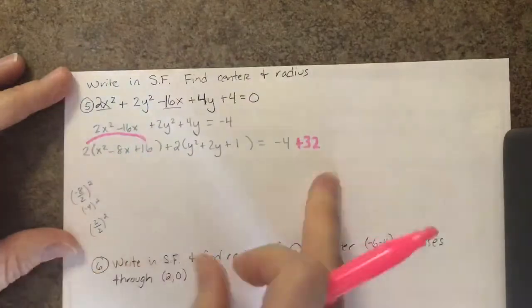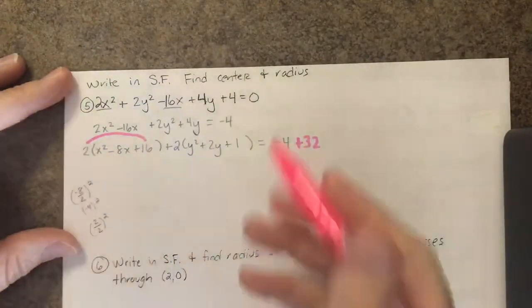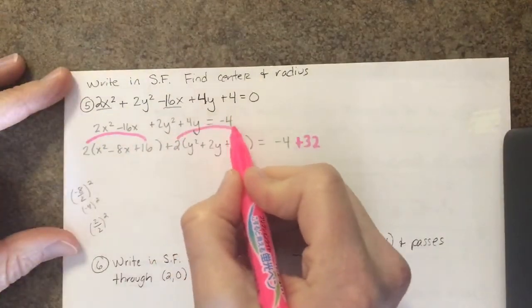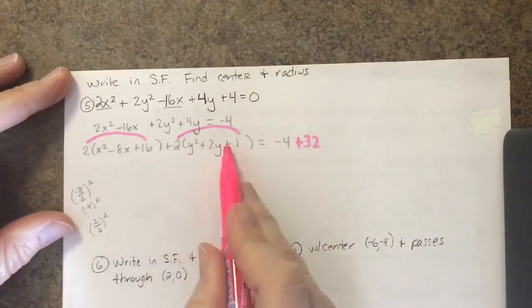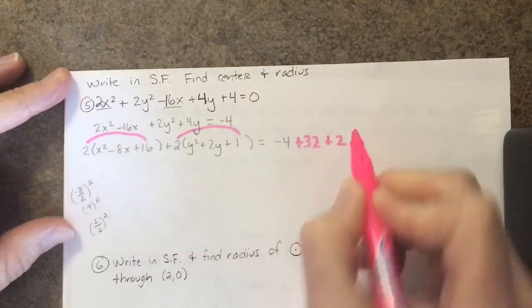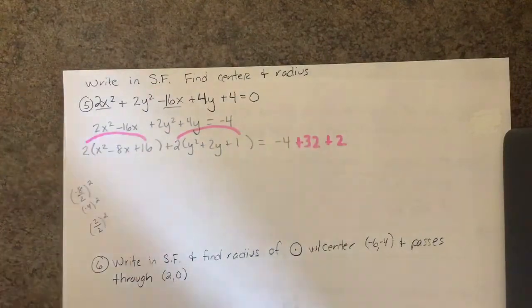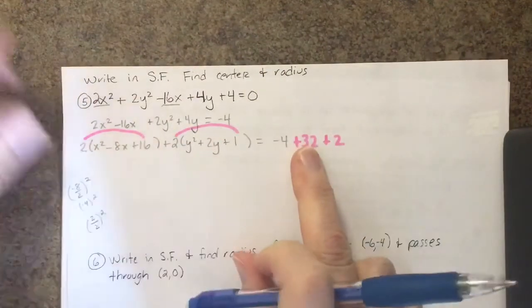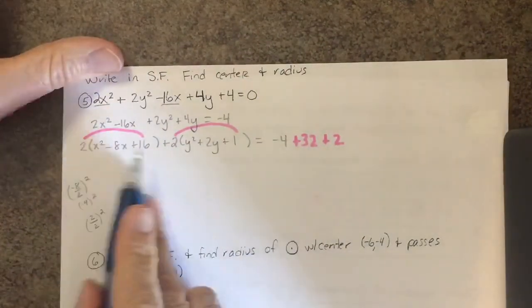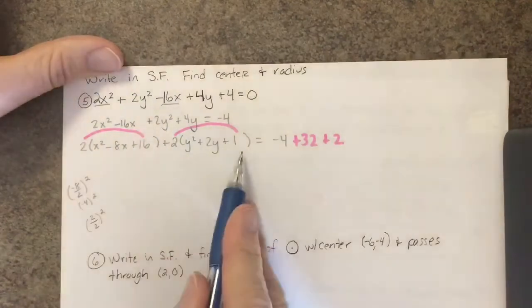I have to do the same thing to both sides of the equation. Then when I completed the square on the y, I didn't really add 1. I added 2 times 1, which is 2. So you always have to do the same thing to both sides of the equation. And what I did in effect here is add 32, and then I added 2.